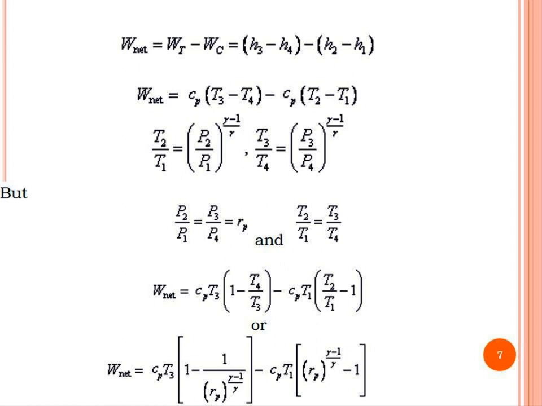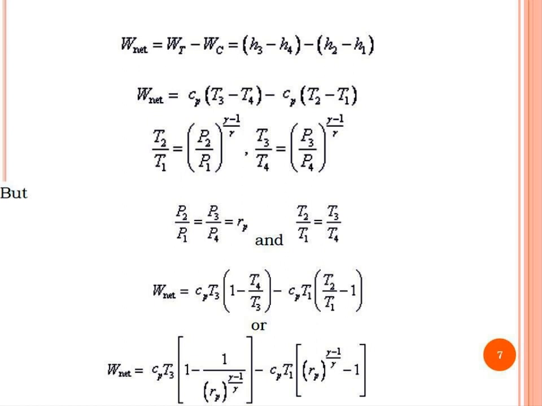So what we have to do is, net work is equal to Cp. From the first part we will keep T3 common, that is the highest temperature of the cycle, and from the second part we will keep T1 constant, that is the lowest temperature of the cycle. So we will get the equation: net work is equal to Cp into T3 into bracket (1 minus T4 by T3) bracket complete, minus Cp into T1, where T1 is the lowest temperature of the cycle, into bracket (T2 divided by T1 minus 1).